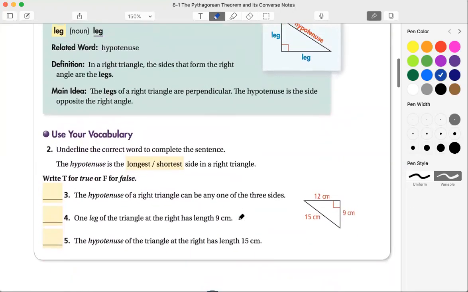Okay, so you just use vocabulary here. So we're going to underline the correct word to complete the sentence. The hypotenuse is always the longest side in a right triangle. All right, true or false: the hypotenuse of a right triangle can be any of the 3 sides. That is false. It has to be the side opposite the right angle. If one leg of a triangle at the right has a length of 9, that is true. This leg here has a length of 9. The hypotenuse of the triangle has a length of 15. That's true. Here's the hypotenuse.